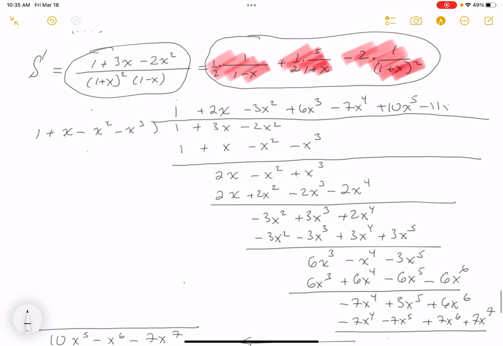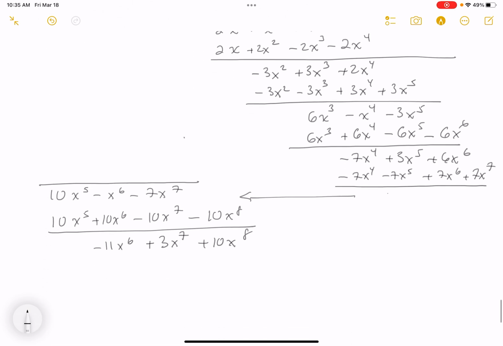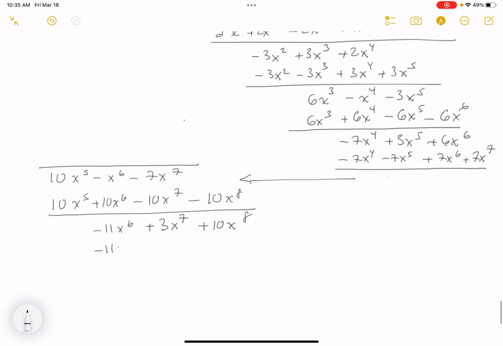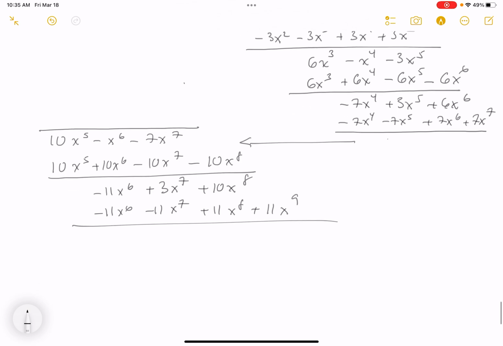Minus 11x to the 6th. Minus 11x to the 6th. Minus 11x to the 7th. Plus 11x to the 8th. Plus 11x to the 9th. All right, at least they're easy to multiply. What do you get over here? Let's see what you're going to get there. You're going to get 14x to the 7th. And then you can get minus x to the 8th, minus 11x to the 9th.